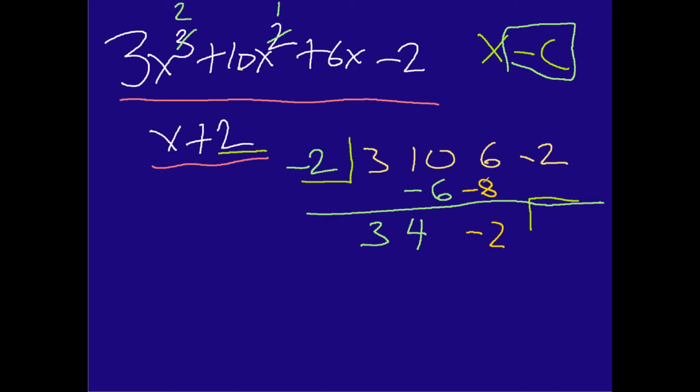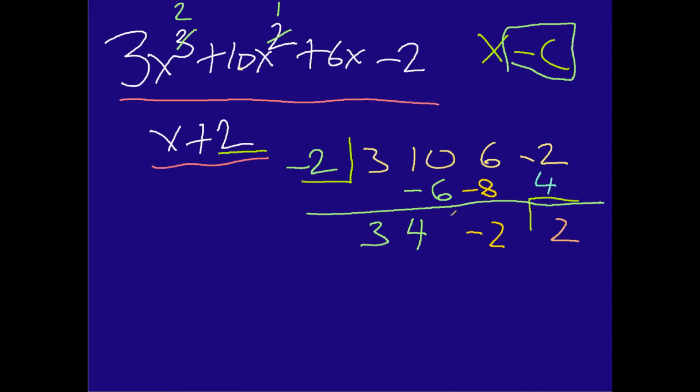And then we have negative 2 times negative 2. That's going to be a positive 4. And like I already put the little box here, so negative 2 plus positive 4 is going to be positive 2. So this is our answer right here so far.